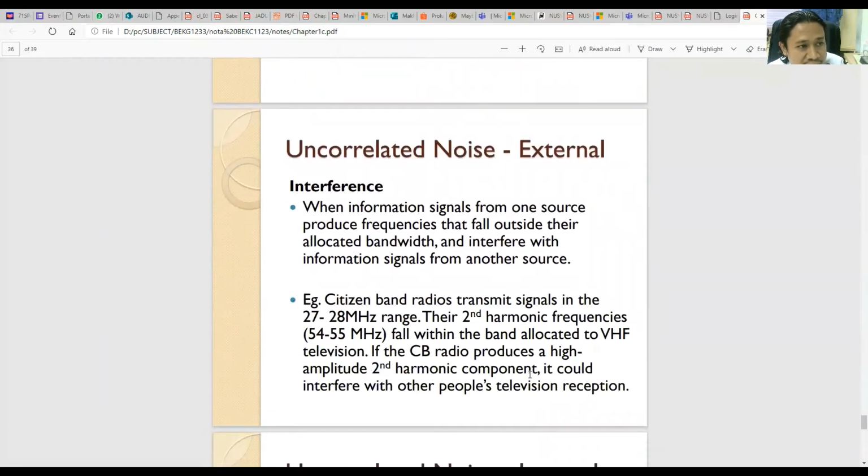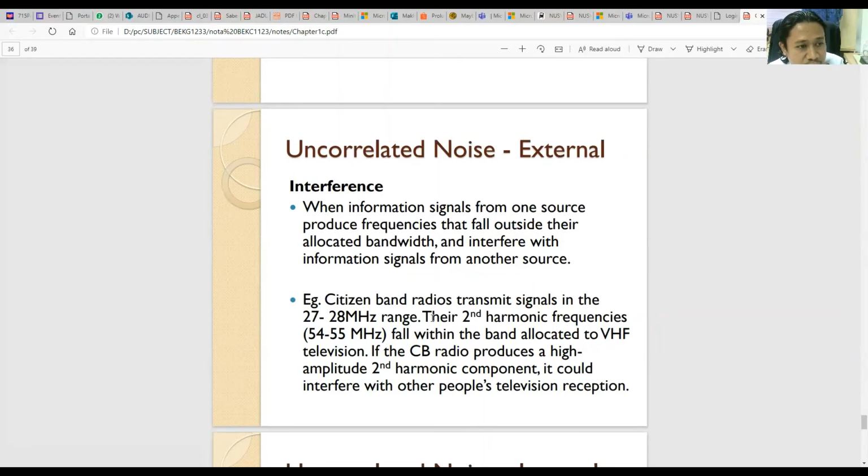And then interference, which is external uncorrelated noise. Interference happens when an information signal from one source produces frequencies that fall outside its allocated bandwidth and interfere with the information signal from another source. For example, citizen band radios transmit signals in the 27 to 28 megahertz range. Their second harmonic frequency is 54 to 55 megahertz, which falls within the band allocated to very high frequency television. So if the citizen band radio produces a high amplitude second harmonic component, it could interfere with other people's television reception. This is what we call interference.